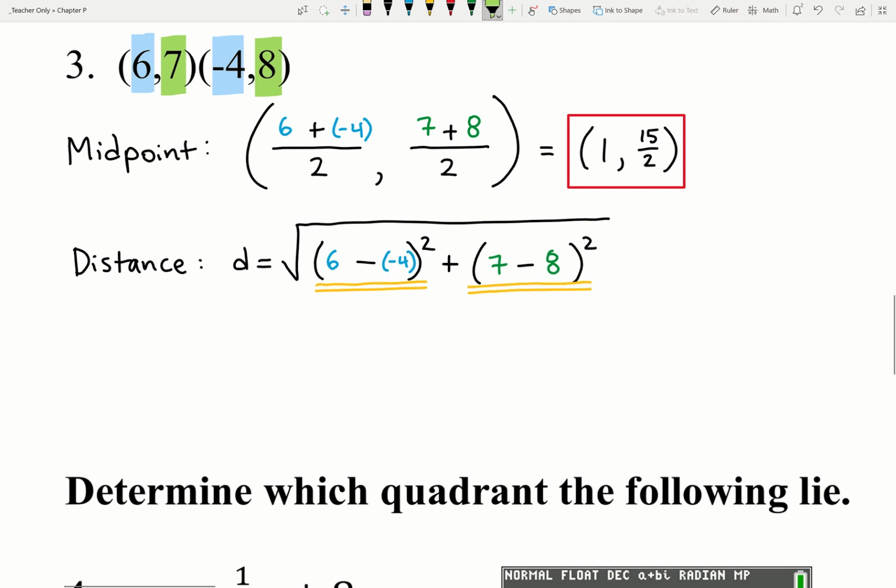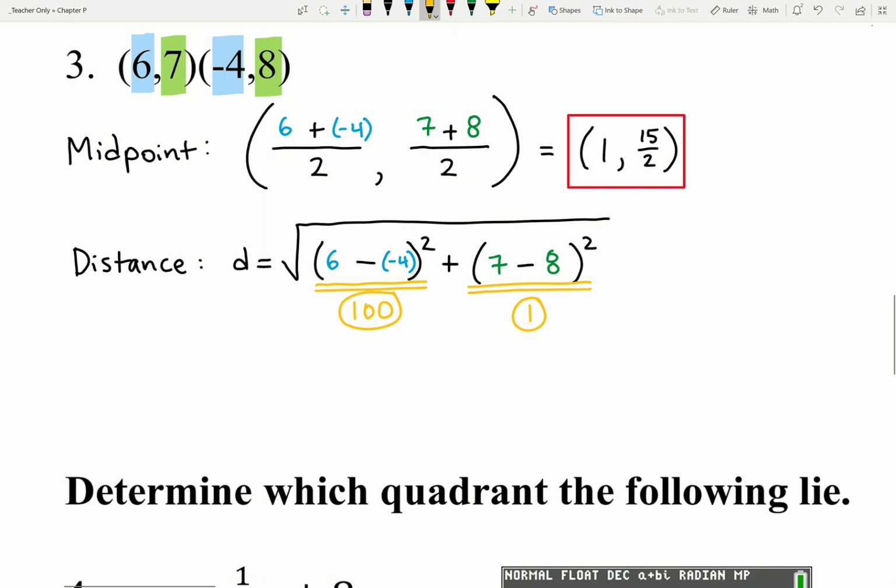So if I take a look at my difference of my x's squared, that's going to be a 6 minus -4. Minus negative, that changes the operation to plus, so that's really 6 plus 4, which is 10. And then if I square 10, I get 100. So when I do the difference of my x-coordinates squared for my x's, I get 100. When I do my y's, that's simply 7 minus 8. That'll make -1. If I do -1 squared, then I get 1.